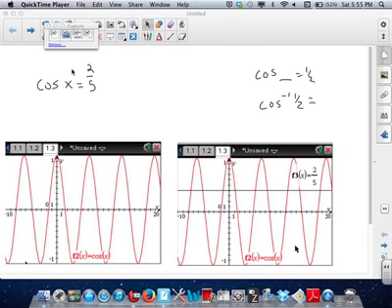Today we're going to learn how to do two very important things: how to find the inverse cosine of a number and the inverse sine of a number. Now we've done this before.